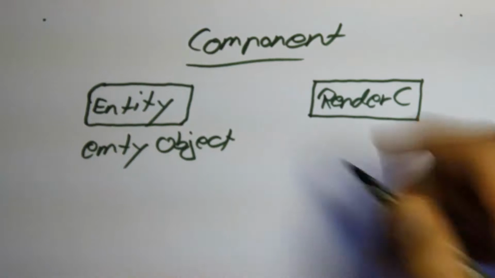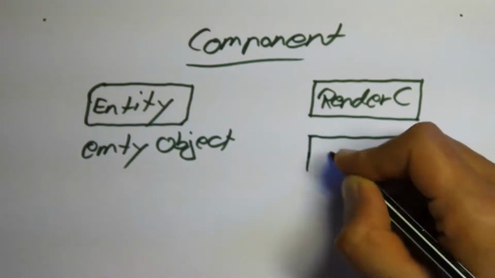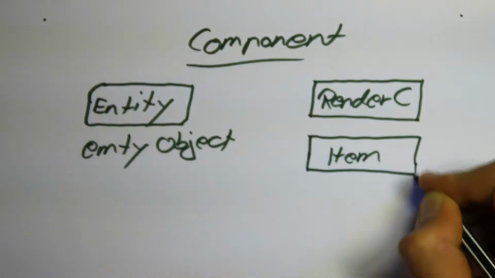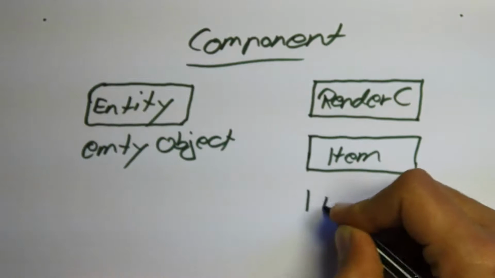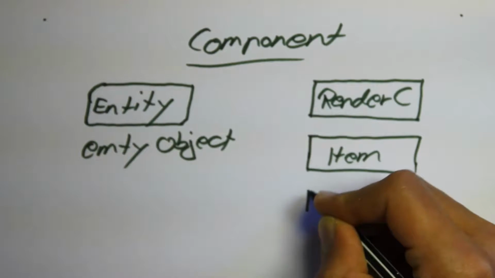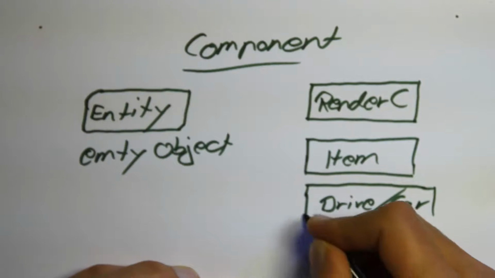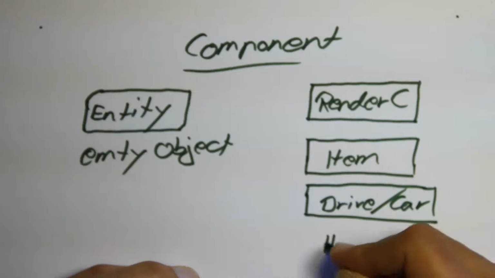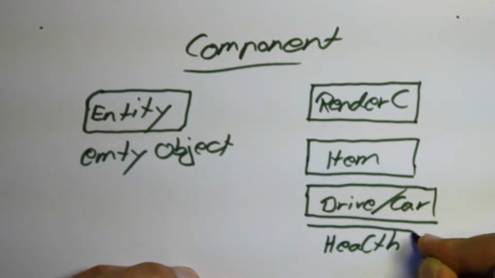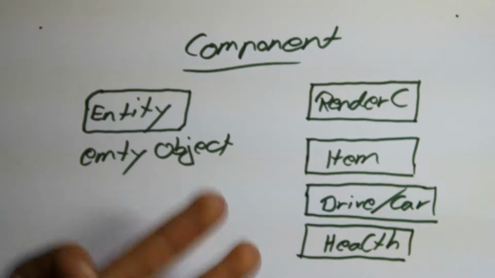So what we can do here is create different sorts of components. Let's say we have an item component, which will give us pickup logic and stuff. We have a drive/car component, which will make the item drivable. We will have something basic, a health component, which will give the item health and destroy it. If you shoot at it, it will explode if it takes too much damage.